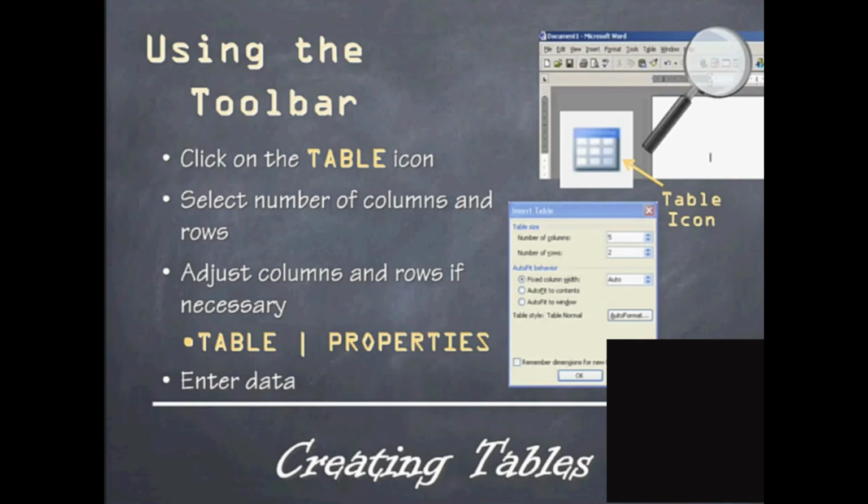When creating a table, you can use one of two ways. The first way is using the toolbar: click the table icon. You can select the number of rows and columns by clicking on it. You can adjust columns and rows if necessary by going back to your table, and then you simply enter the data for number of rows or number of columns.